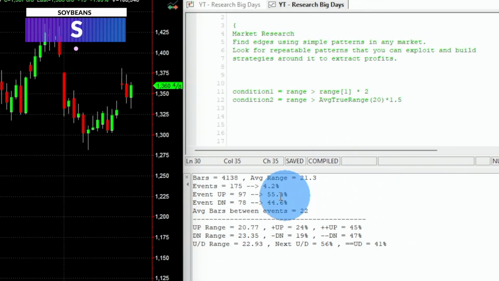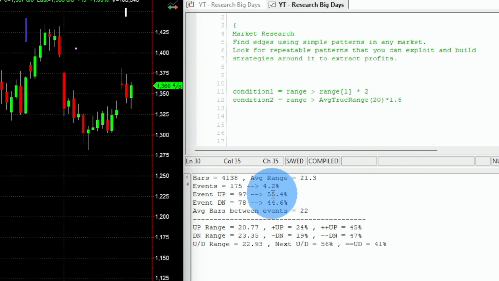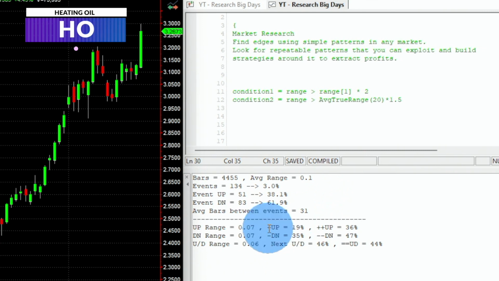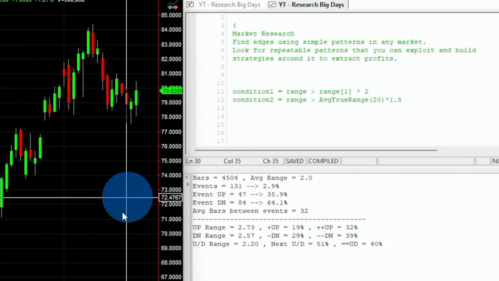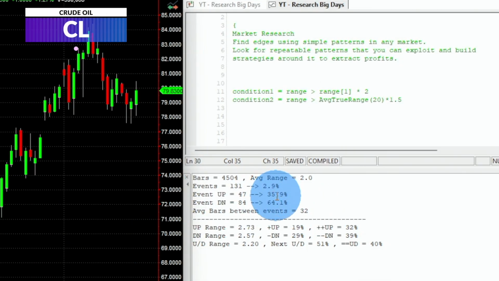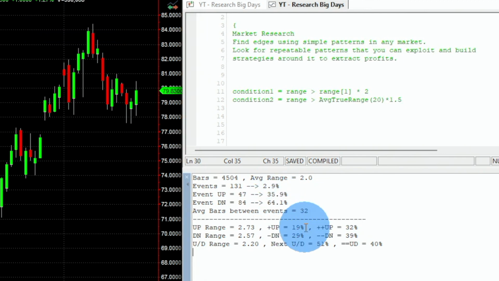This is soybeans, and we can see soybeans has more up days than down days. But again, we see the flip next day, where the down days usually have an 80% chance of flipping to up. This is heating oil. On an up day, the chance that the next day is up is only 19%. That means, again, you can short the next day. This is crude oil, and we see 35% of the big range days are up days, followed by a down day 81% of the time.